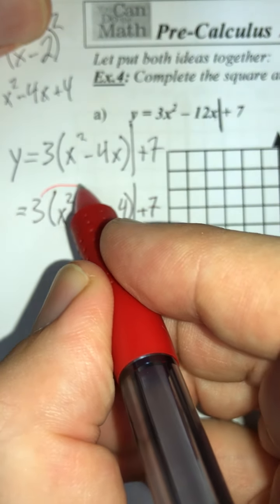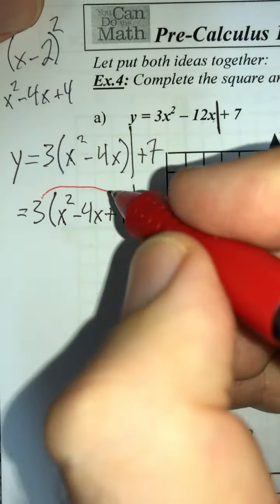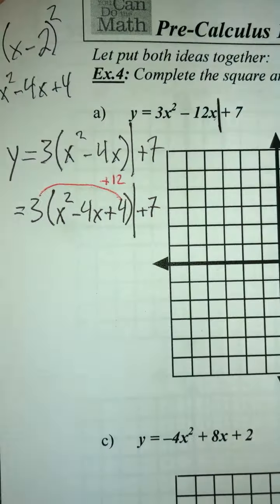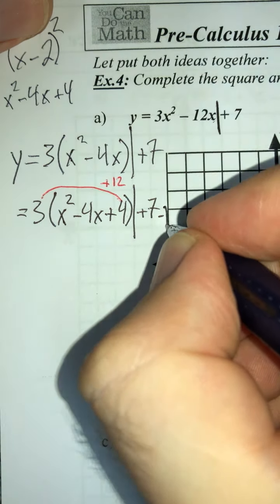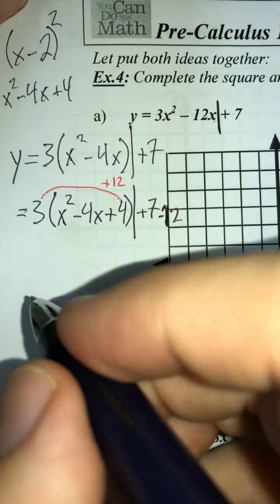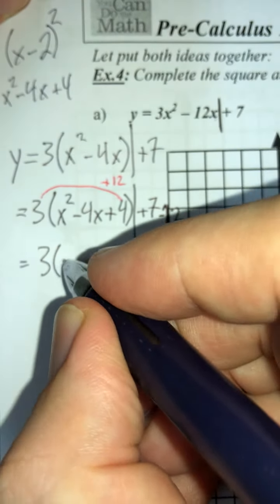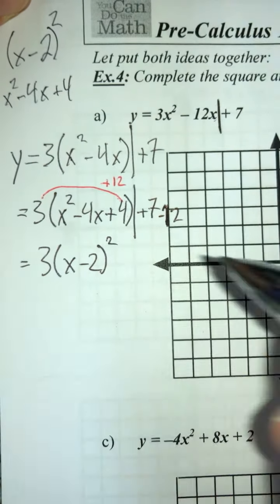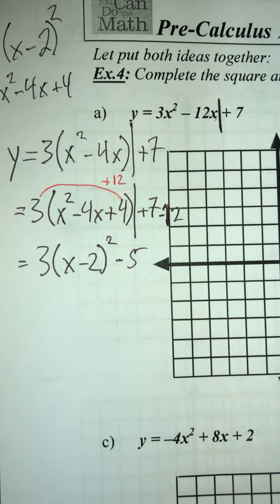So when I did this, I added 4, but it's also times 3. So really what I did is I added 12 onto this side of the equation. So I need to subtract 12 from this side of the equation. So now the bracket is a perfect square. So I've got 3(x minus 2) squared, and then 7 minus 12 gives me minus 5.